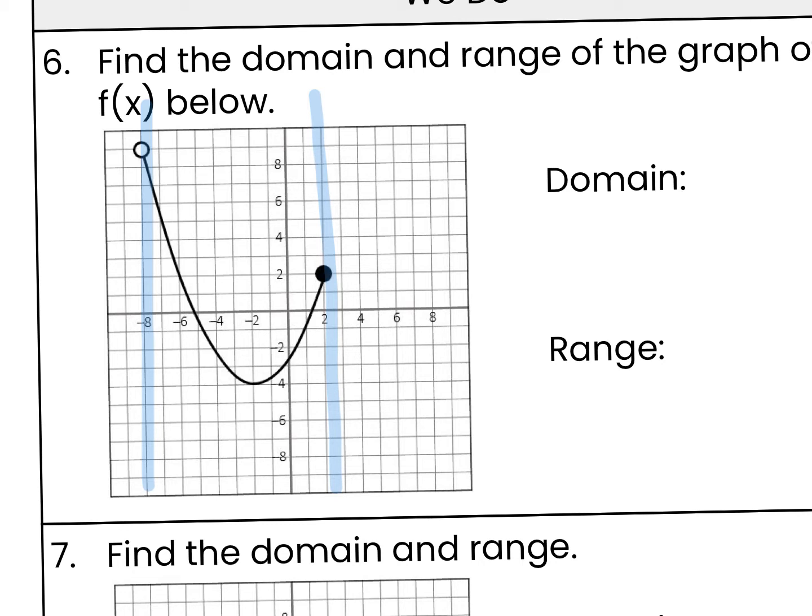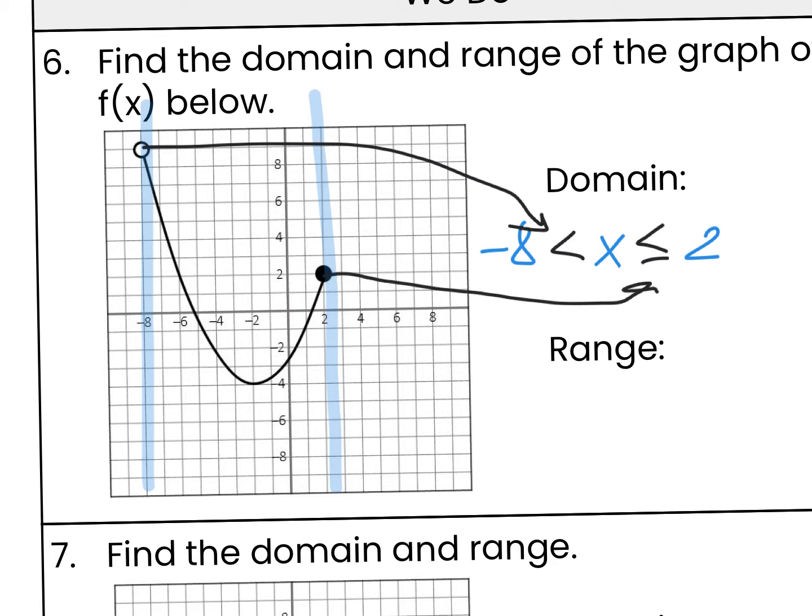So my domain will read x is in between -8 and 2, and then I need to write down the proper inequality. So for 2, x is less than or equal to 2. And for -8, x is greater than -8. And the reason for that is I have an open circle here to show this. Okay? And then I have a dark circle here to show y over here. Okay?